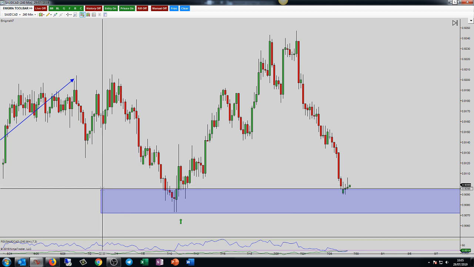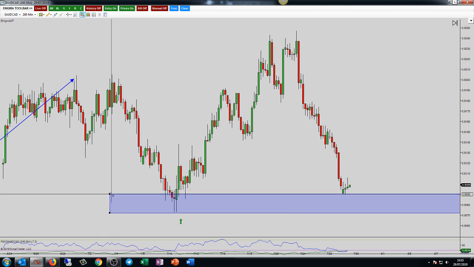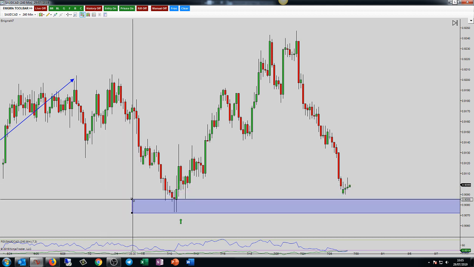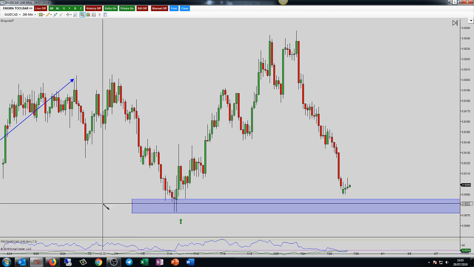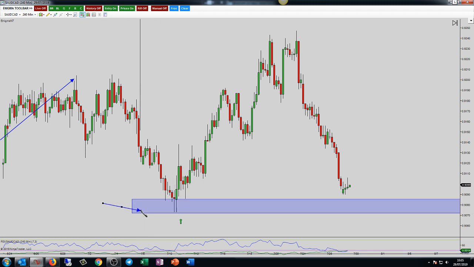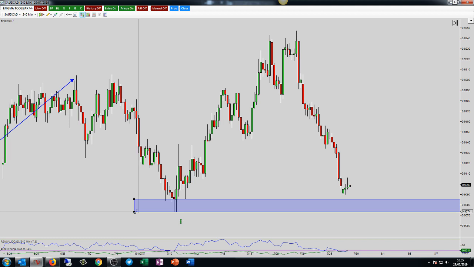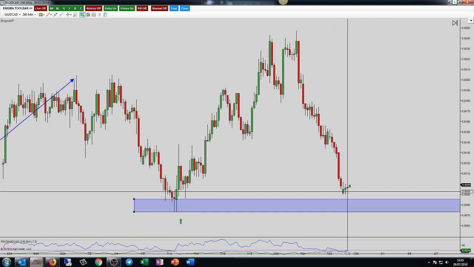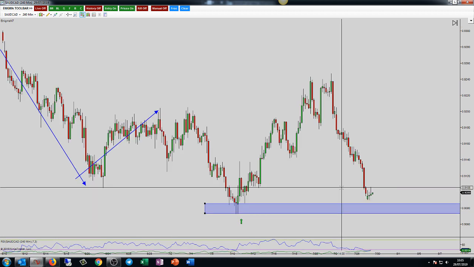On the 240, you would have to reduce this price reversal zone down to this point. So from the closes of the candles to the wicks. And you can see that we have not actually made it into that zone.